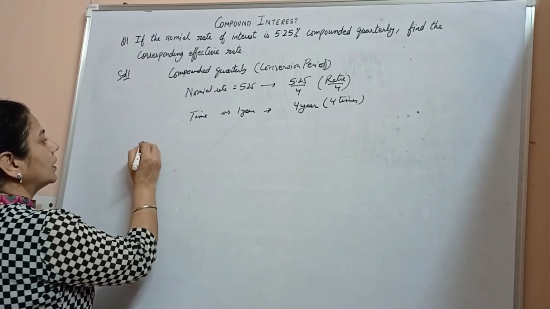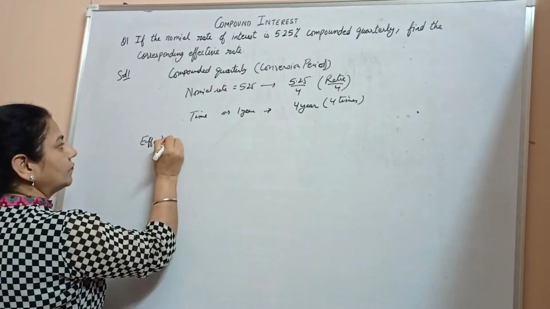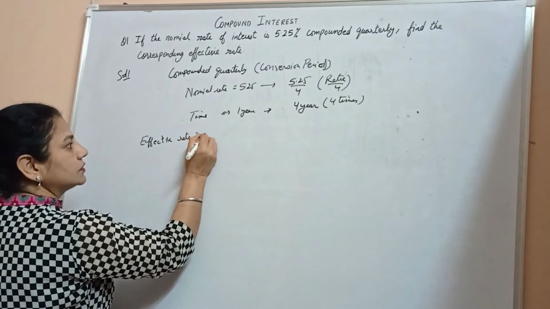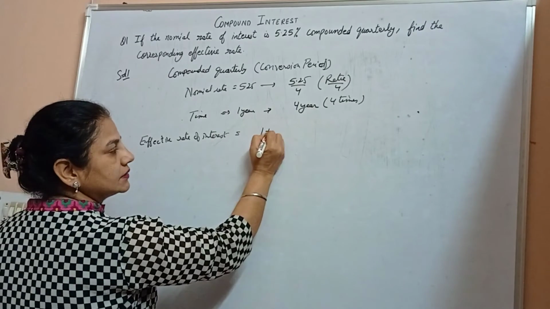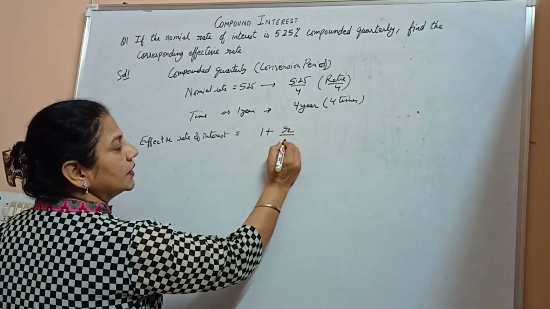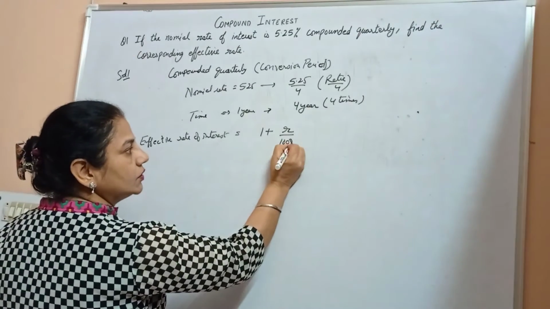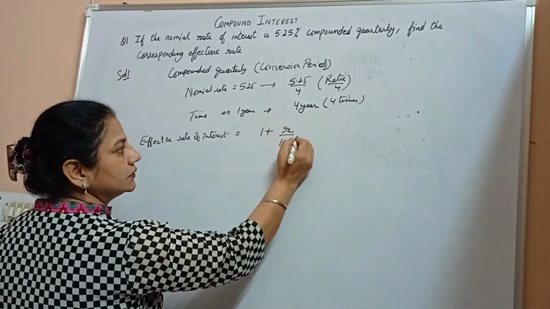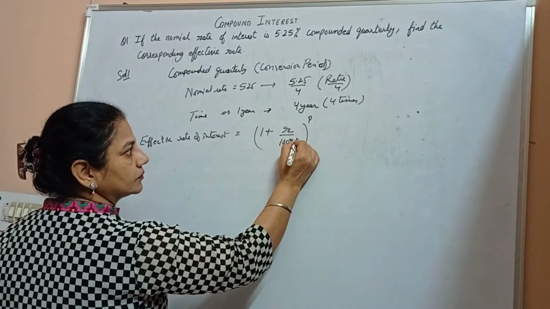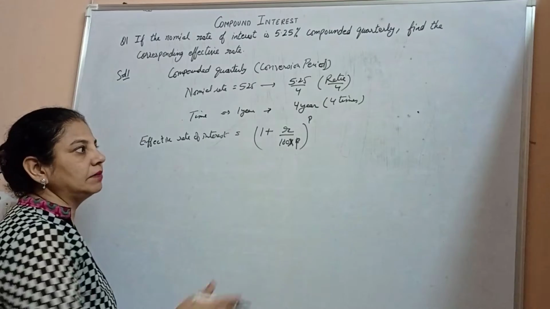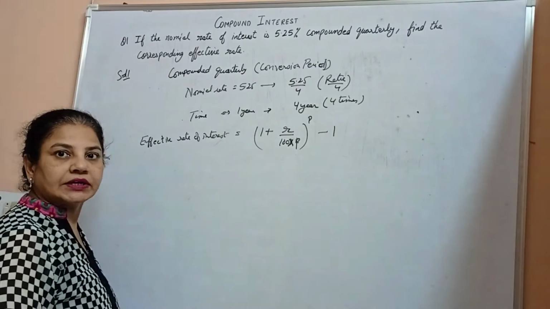So apply the formula. The effective rate of interest is given as 1 plus the nominal rate of interest divided by 100, whole to the power of the time period. If we denote the time period as P, then it is (1 + R/(100P))^P, subtract 1. This is the effective rate of interest.